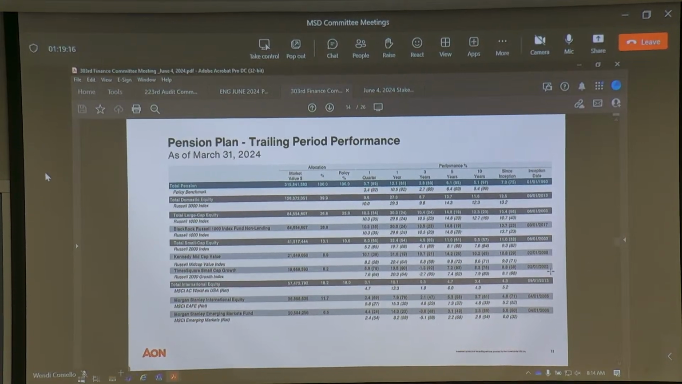Okay, and then on the bottom of the page, we're just showing the two non-US equity managers managed by Morgan Stanley. One's a developed market and one is an emerging market strategy.